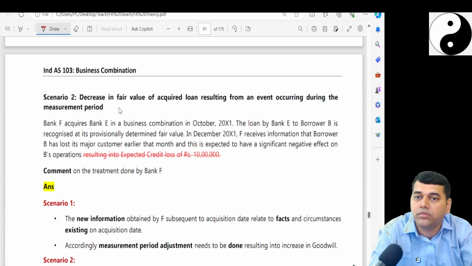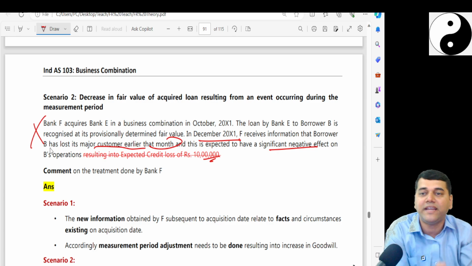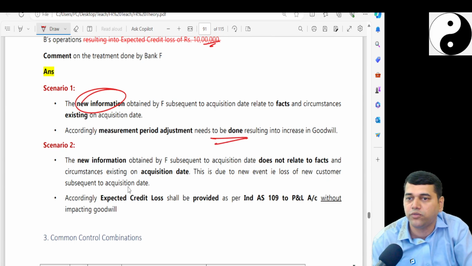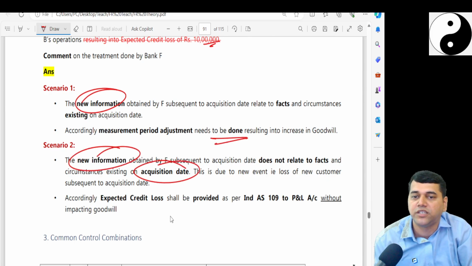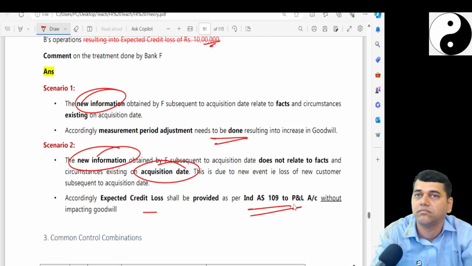Scenario 2, same story. In December you come to know there is an earlier major customer that in that month only is expected to have a negative effect, because of which loss came of 10 lakhs. Is it a measurement period adjustment? No. Why? Because this event happened after the date of acquisition. So you see that new information came after the acquisition date, so you have to account for it as per 109. Clear, students?